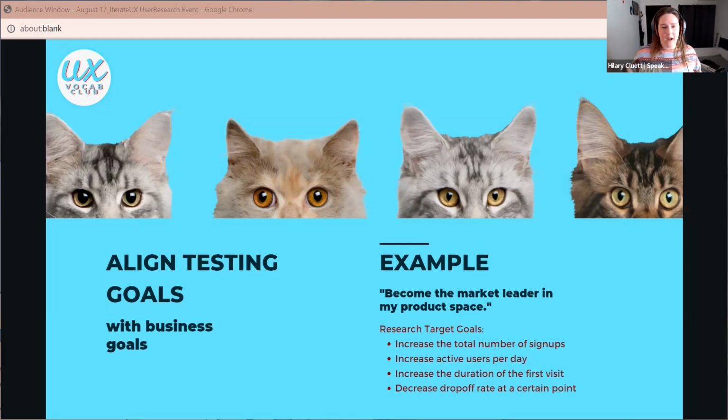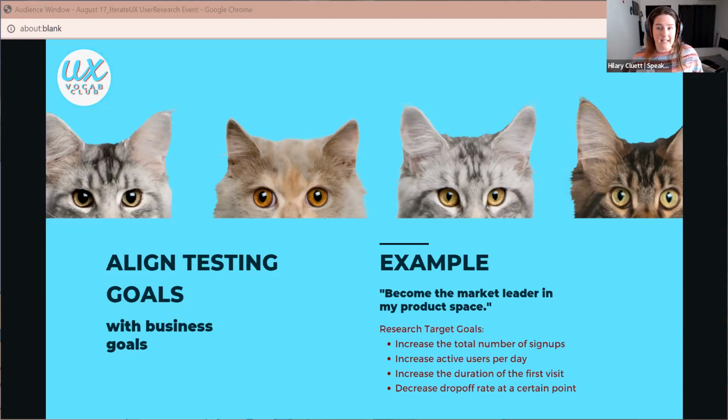So if my goal was to become the market leader in my product space, some of the research target goals that I've listed here could be to increase the total number of signups, which in business terms is increasing the total number of users in your funnel, right? Executives all think in funnels, where people enter, how they get through to the money at the end, right? So increasing the total number of signups. You could increase active users per day, which is a measurement of maintained engagement, right? That's key. That's great. Maybe it's increasing the duration of the first visit.